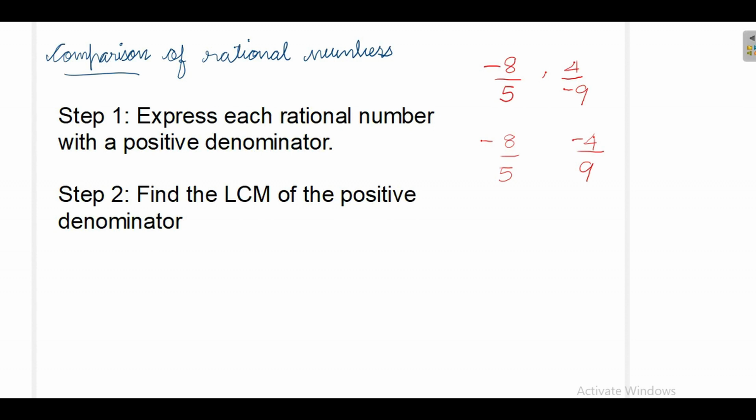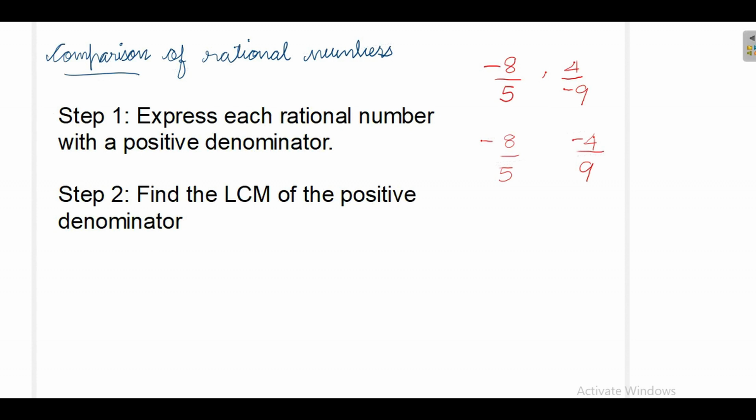So you cannot take LCM for negative numbers. That is why our first step comes into play. We will have to write the given rational numbers with a positive denominator. Okay, so now since we have converted all our negative denominators to positive denominators, it is possible for us to find the LCM of the denominators without any restrictions. So now let us find the LCM of 5 and 9.